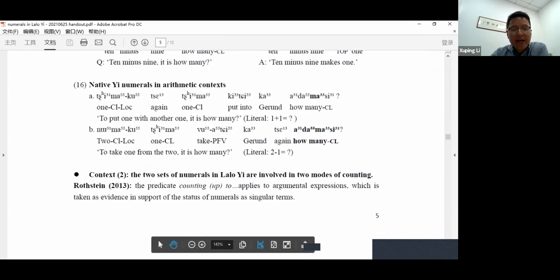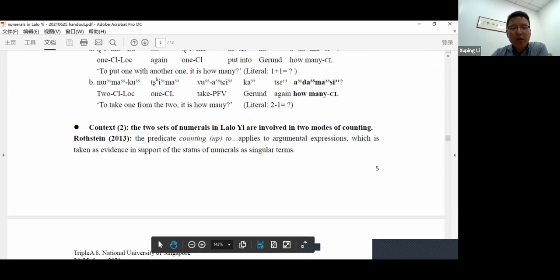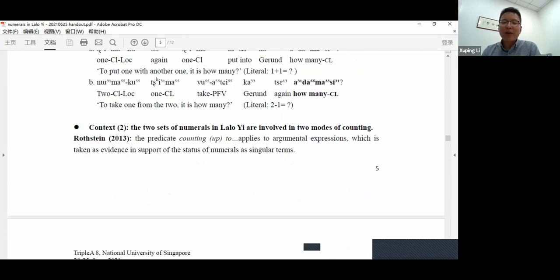Now the second context is that both sets of numerals can be used in the context of enumeration, but I would argue there are two modes of counting involved here.